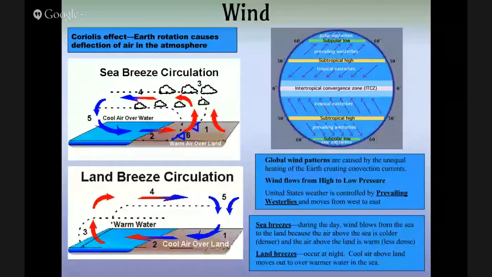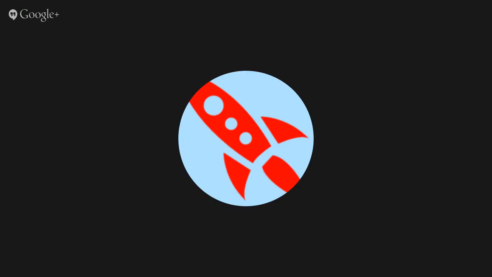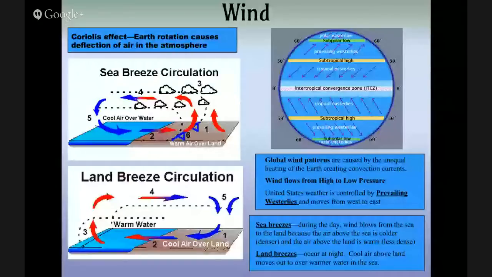At night, the opposite happens. By the time it's nighttime, the water has finally started to heat up a bit, and the land heats up quick and then cools down quickly. So at night, the air sinks over the land, causing high pressure, and the high pressure air moves to areas of low pressure. So it'll move over to the water. The water is low pressure because that air is rising because it's warm. And you'll get an opposite feeling, the land breeze circulation. So a sea breeze happens during the day and a land breeze happens at night.